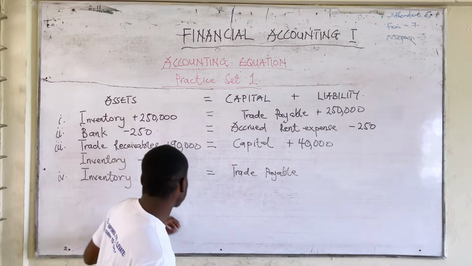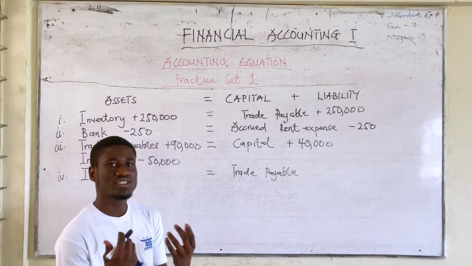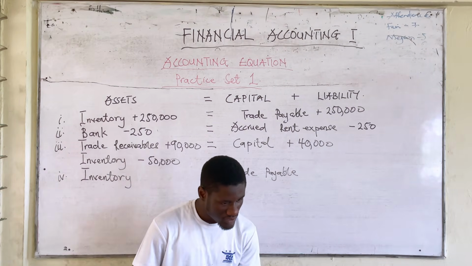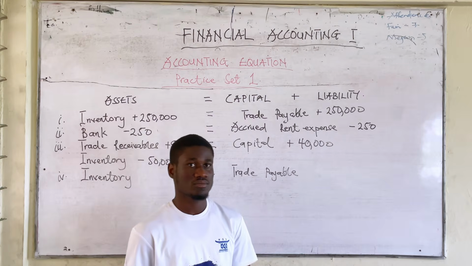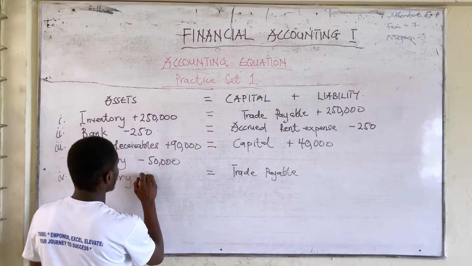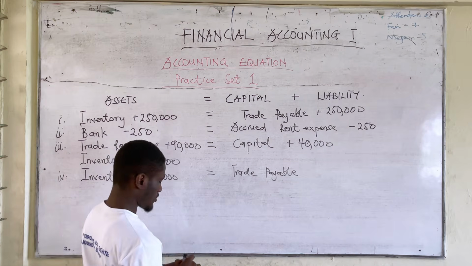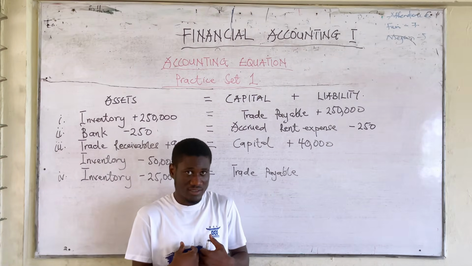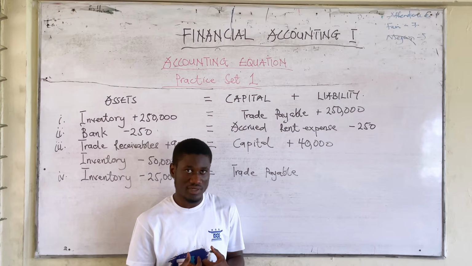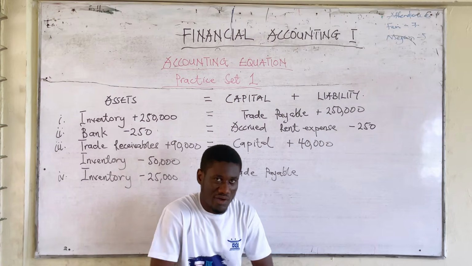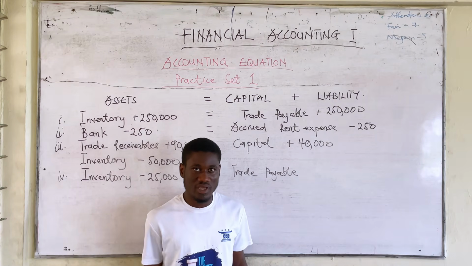You get it? So what is happening to our inventory here? It's going to reduce by that amount, which is what? 25,000. You get it? Good. So our inventory is going to reduce by 25,000 because we had it. We bought it from our trade payables on credit. It was there. Now we say we are returning it back to our trade payables.